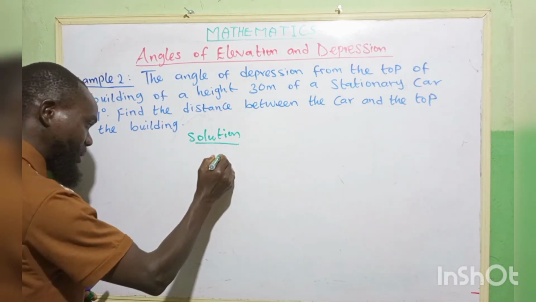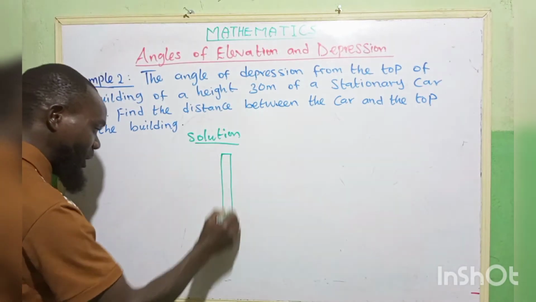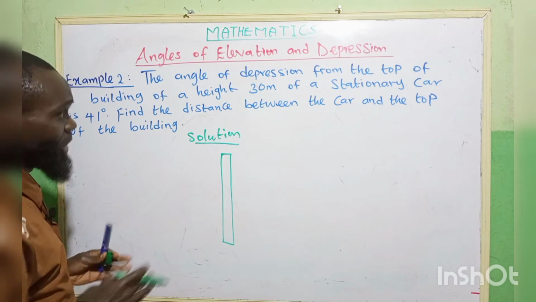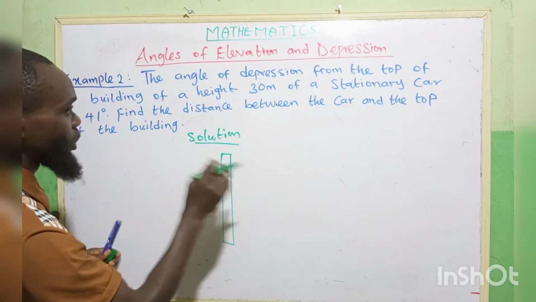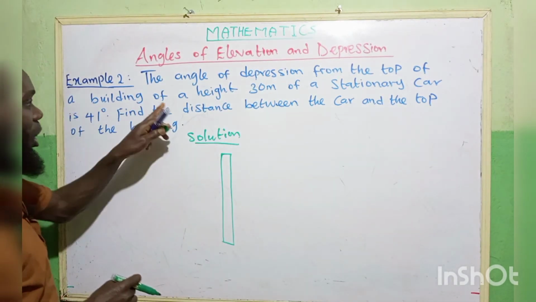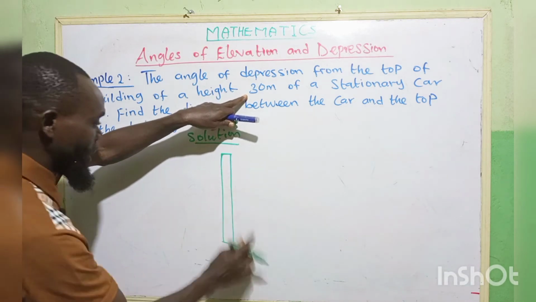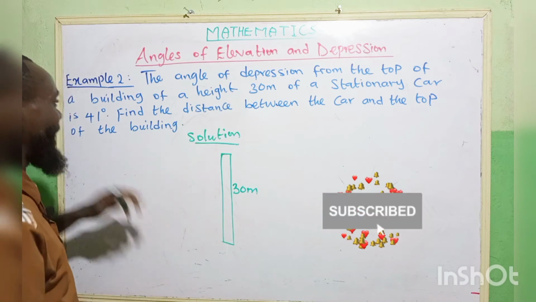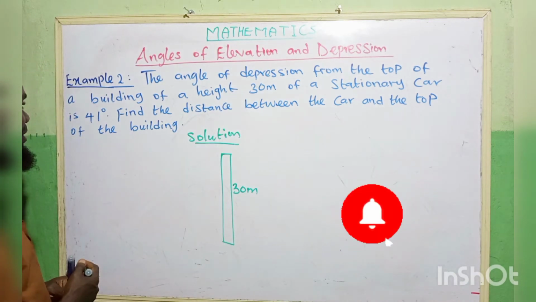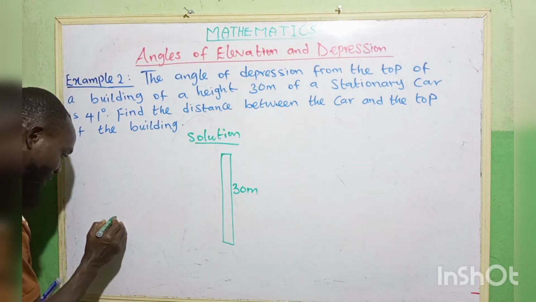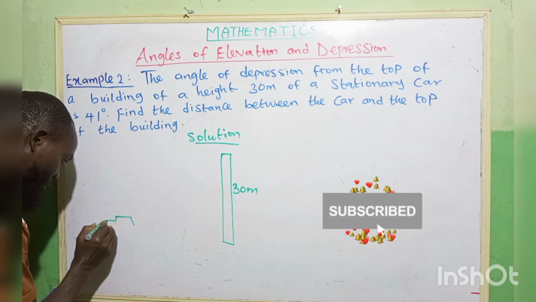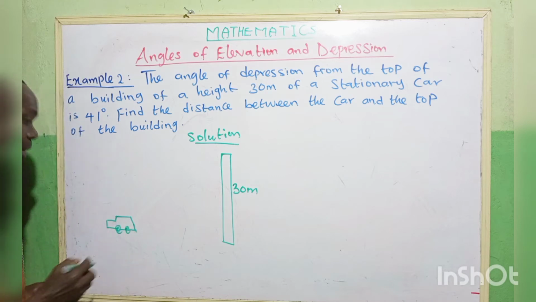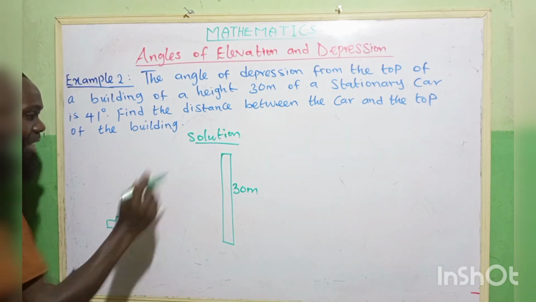The angle of depression from the top of a building. If this is a building, let us assume this is our building. The angle of depression from the top of a building of a height 30 meters. So the building is of height 30 meters, of a stationary car is 41 degrees. Let's assume we have a car this way. This is our stationary car.